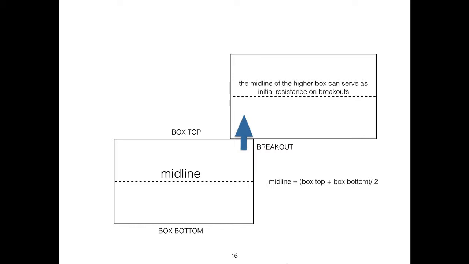So the midline is computed as the box top plus the box bottom divided by 2. The midline of the higher box acts as initial resistance when a breakout happens. If price surpasses that midline and is able to reach target prices of the breakout, expect prices to retrace. The initial support line at retracement is the midline. If the midline fails to support the price, expect a retest of the box top that was broken, or the breakout point.